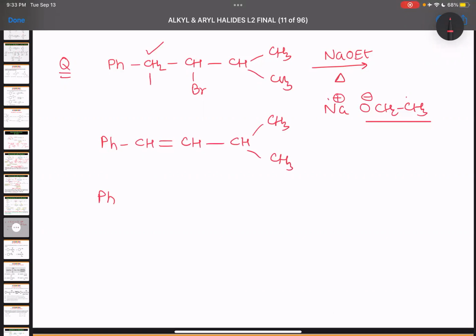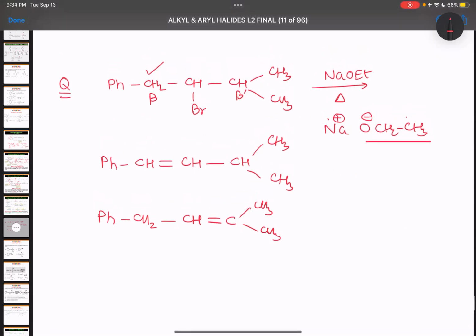If you form, this is beta, this is beta dash. From where is the hydrogen going to get removed? I'm just calling the carbons beta carbon and beta dash carbon. More substituted is beta, sir. More branched. Less branched is beta dash.